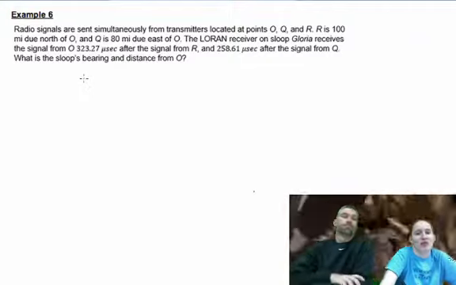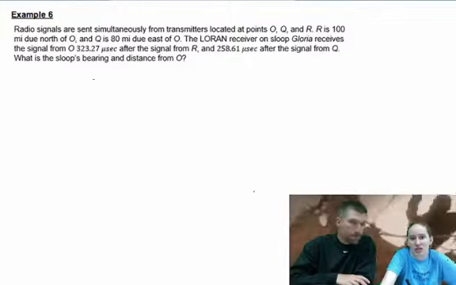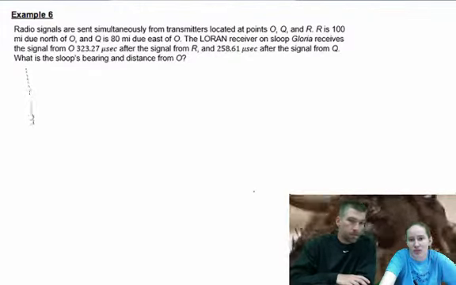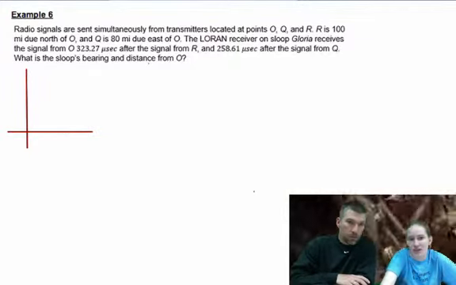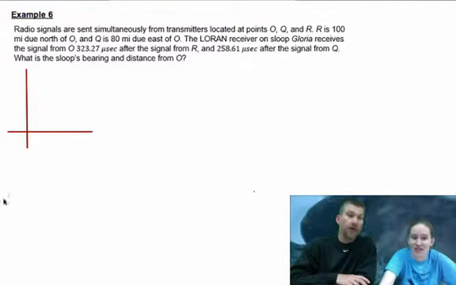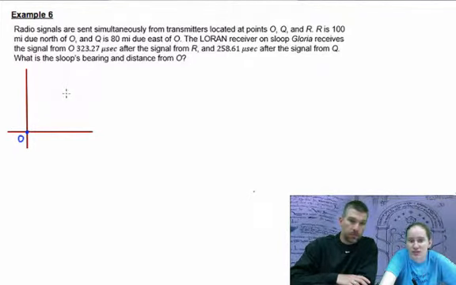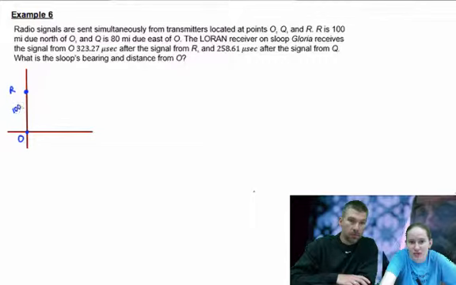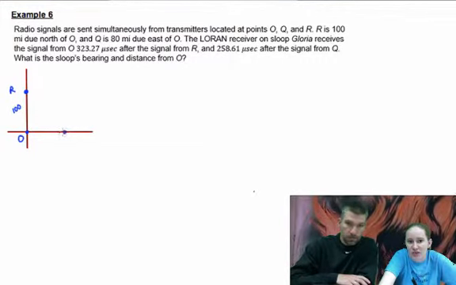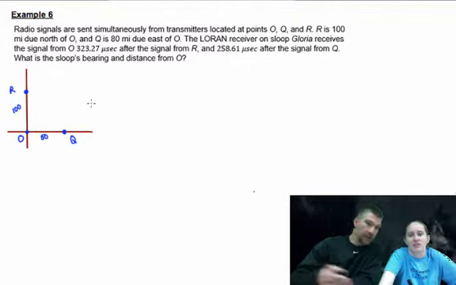And with radio signals, that's what we're dealing with in this problem. We've got 3 different transmitters, located at O, Q, and R. O is at the origin. R is 100 miles due north, so R is up here on an axis, and that distance there is 100. Q is 80 miles east, so here's Q, and this distance would be 80 miles. I see a right triangle in there.